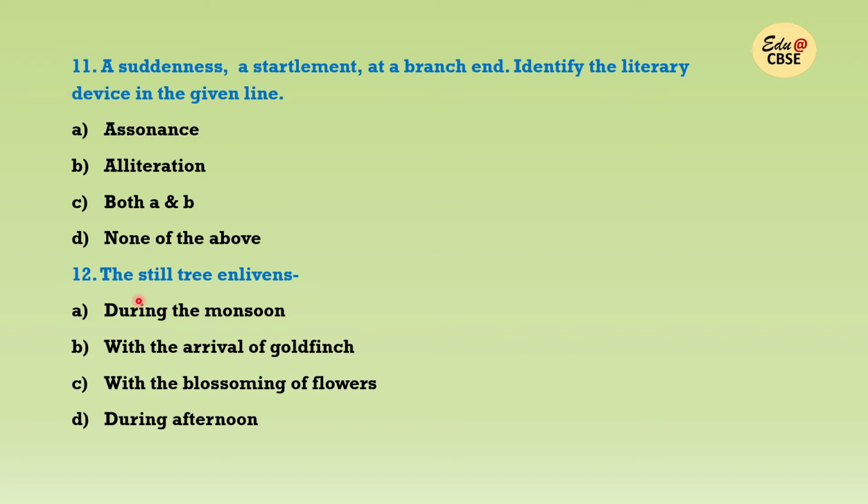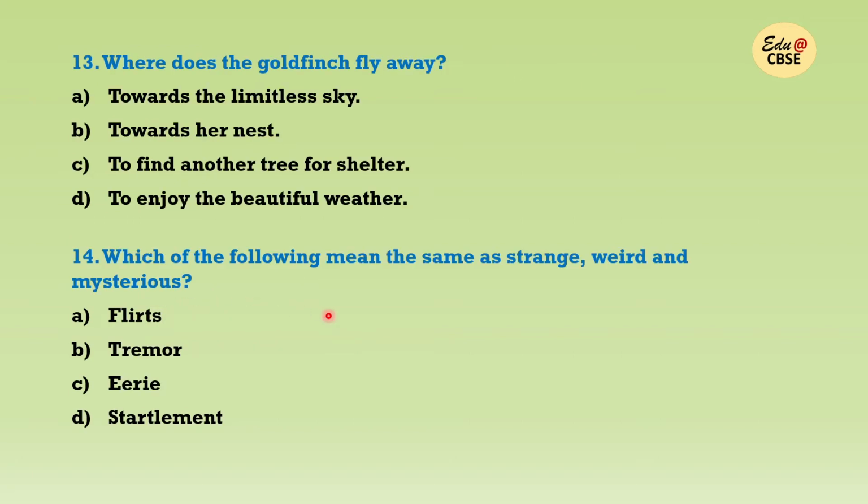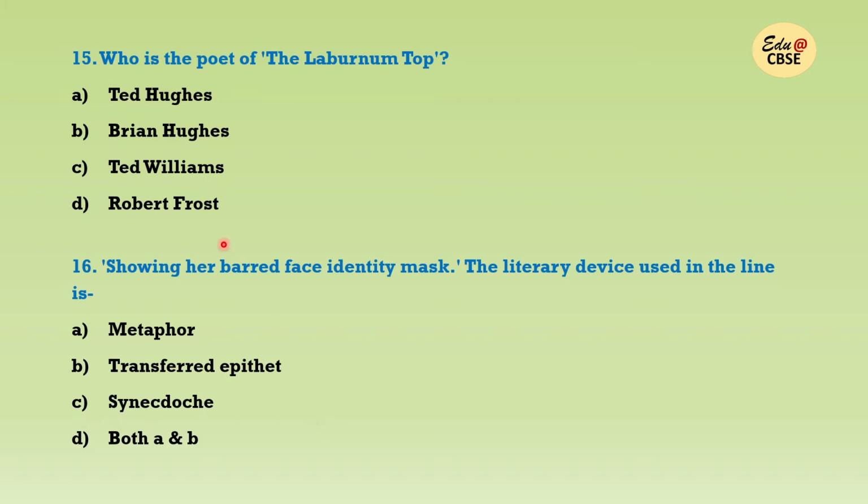Next one, the still tree enlivens. Your option. Then, where does the goldfinch fly away? 14th one, which of the following mean the same as strange, weird, and mysterious? So all these words they are from the poem. 15th, who is the poet of the laburnum top? And 16th, this is the last question from the poem.